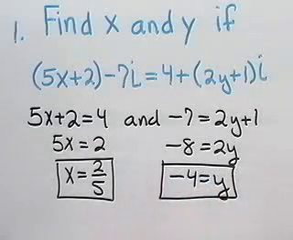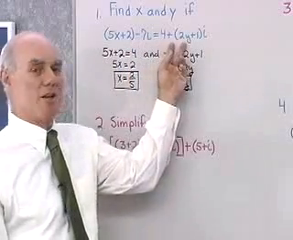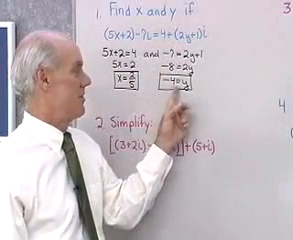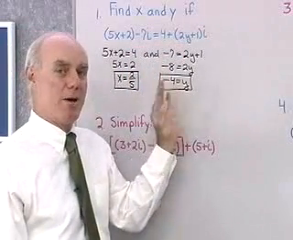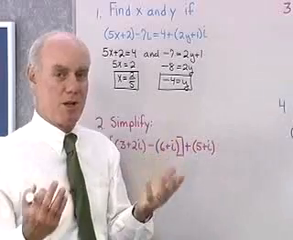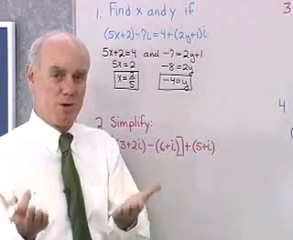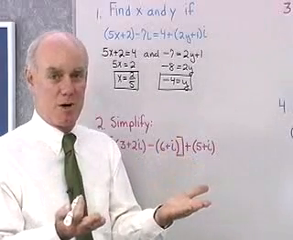So in order for these two complex numbers to be equal to each other, it must be true that x is 2/5 and y is negative 4. And the point of this problem is that two complex numbers are equal if their real parts are equal and their imaginary parts are equal.